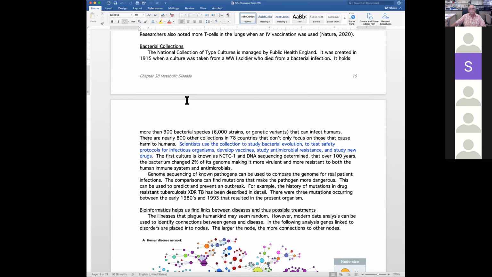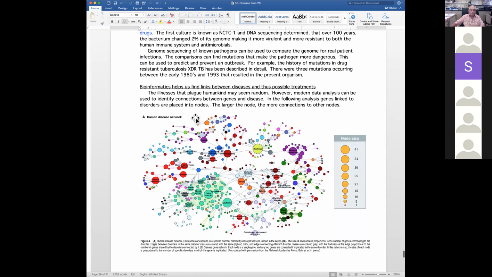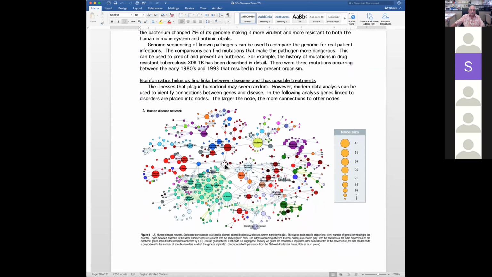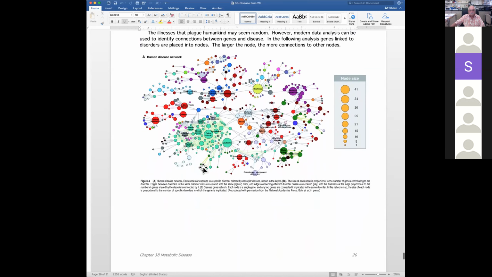So there are bacterial collections, and people can use that to study bacterial evolution, to test all kinds of different methods and detection methods and everything else. And gene sequencing of known pathogens can be used to figure out what's going to happen. So this whole field of bioinformatics is becoming amazing. And it's all possible because of the computer capabilities.